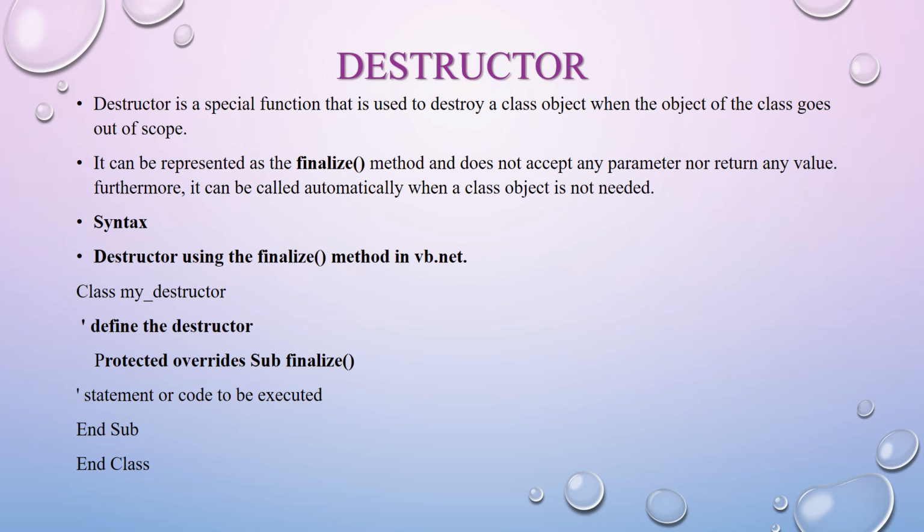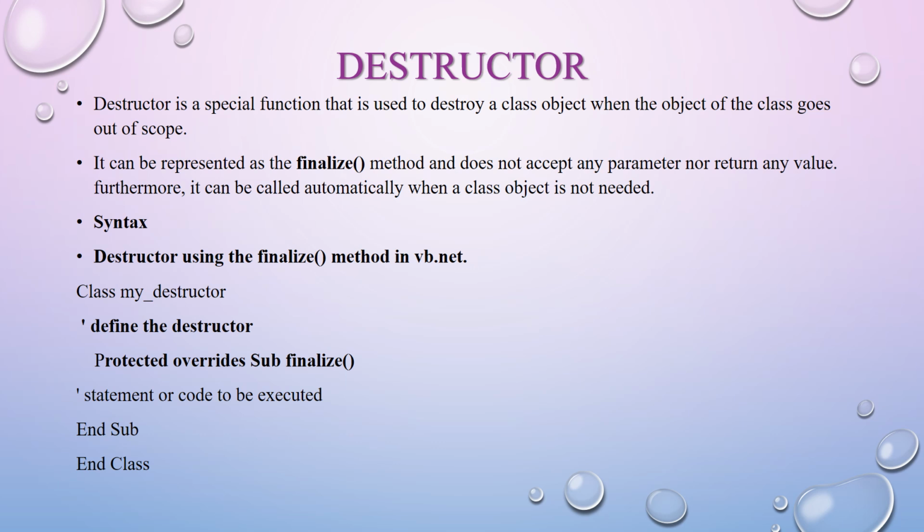Now we can see the syntax of a destructor. Here we have a class named myDestructor. Inside this class, we define a destructor. In VB.NET, a destructor is represented by the Finalize method. It is declared using Protected Overrides Sub Finalize. The keyword Protected means it cannot be called directly from outside the class, and the keyword Overrides means it is overriding the Finalize method from the base Object class.